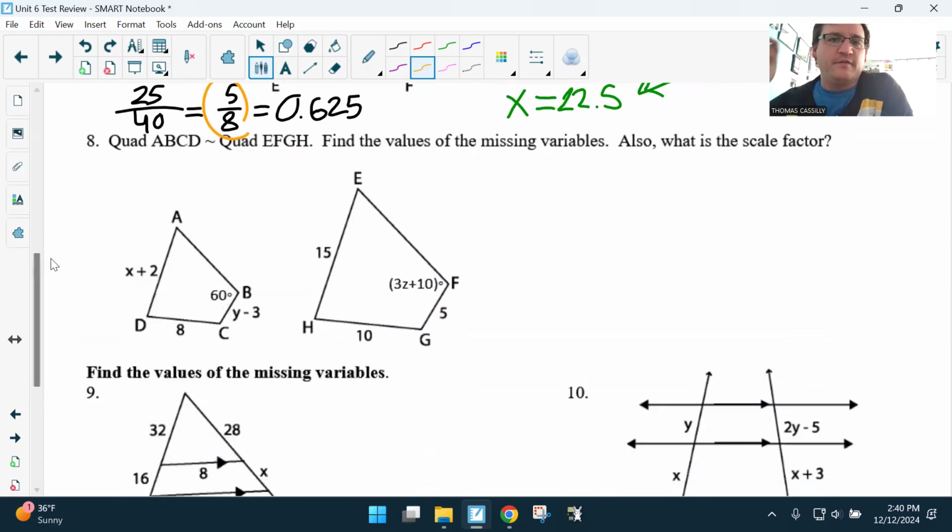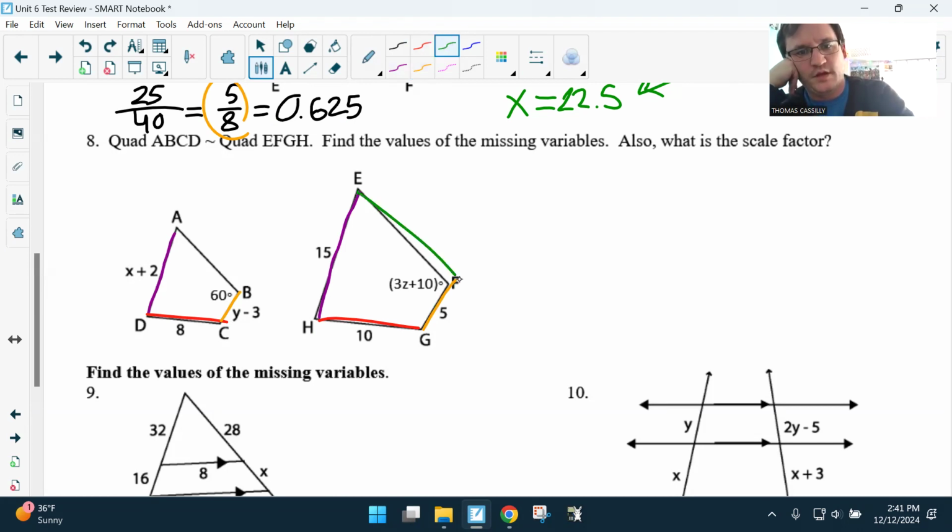Next one. Find the value of this missing variable. Again, they're telling us the similarity ratio, so match up all of the corresponding sides. AD matches up with EH. DC matches up with HG. Y minus 3 matches up with 5. And then those two sides are blank, but they do match up. We don't need them, but they do match up.